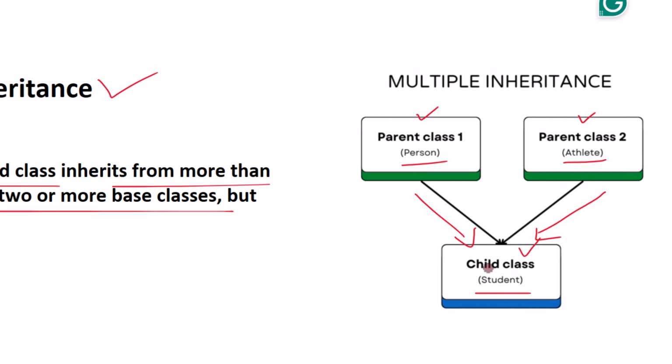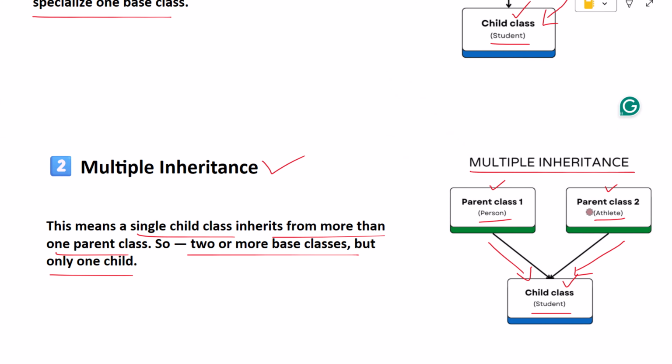This is useful when your object needs traits from multiple unrelated sources. But be careful. Multiple inheritance also introduces complexity, especially when both parent classes have methods with the same name. That's where method resolution order becomes important, and we'll learn about that separately.